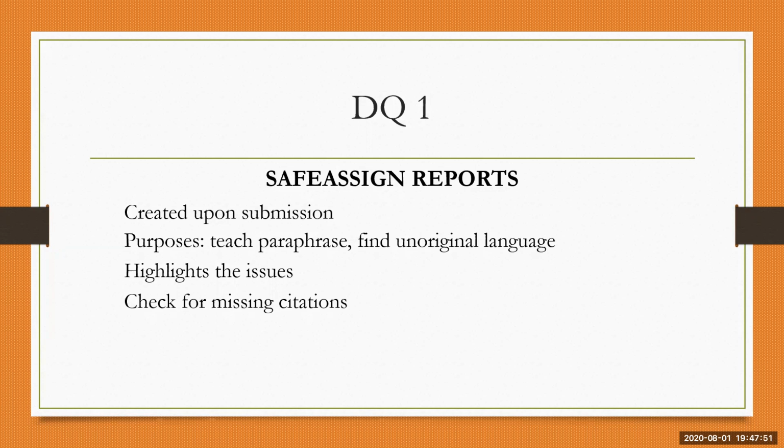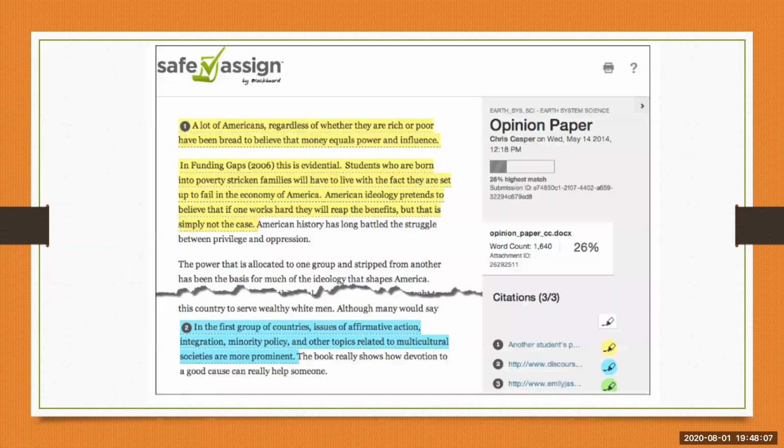Plagiarism and cheating can and is found this way. So don't let it happen to you, whether it's inadvertent or on purpose. Check every safe assign report. And so let's take a look now at an example of what it looks like.